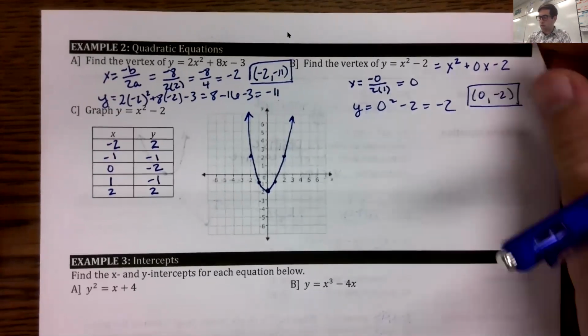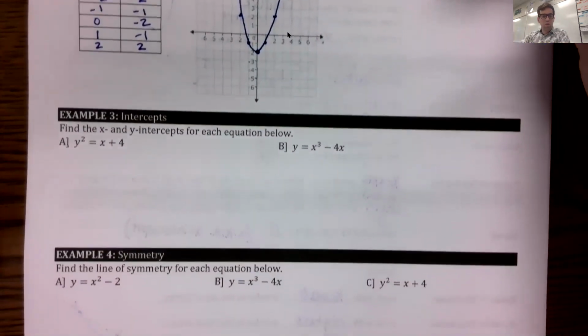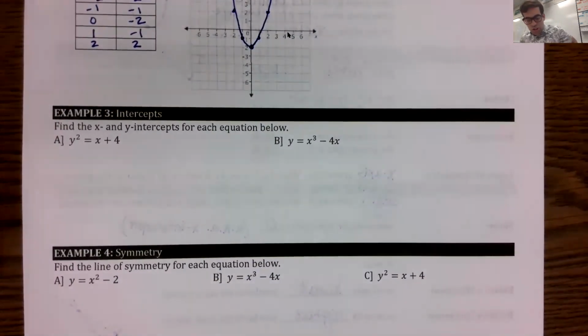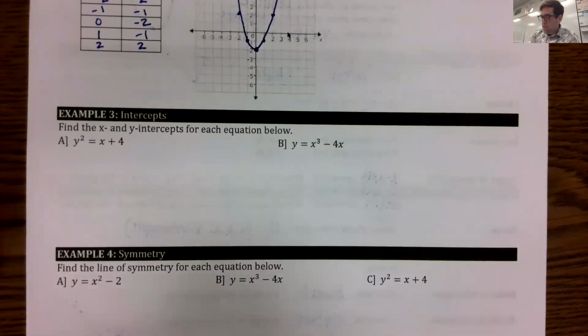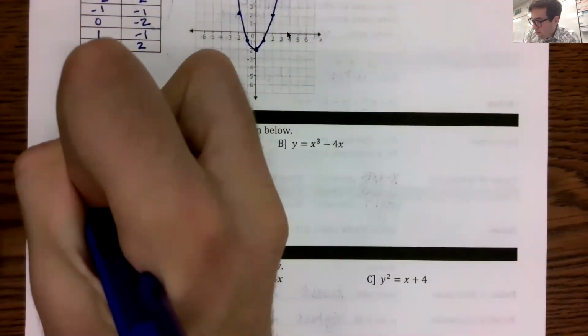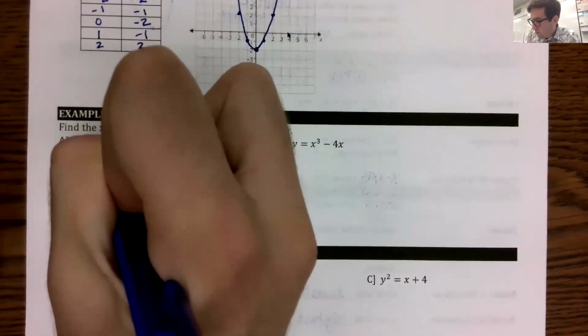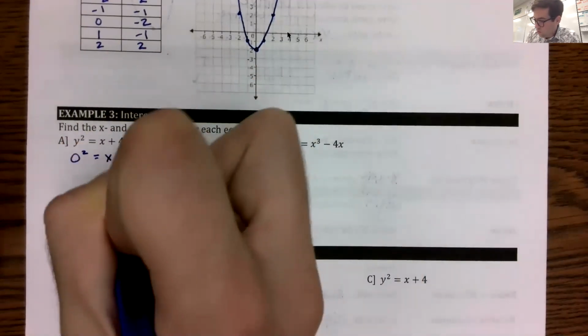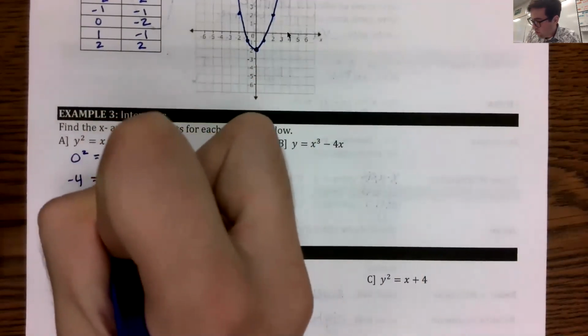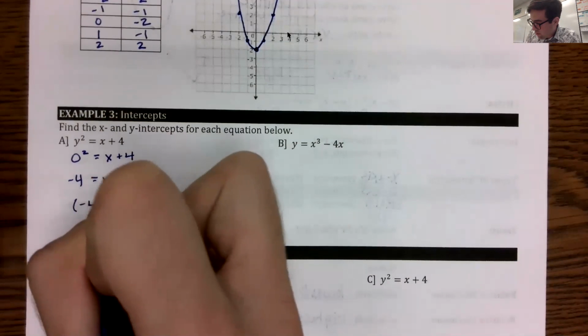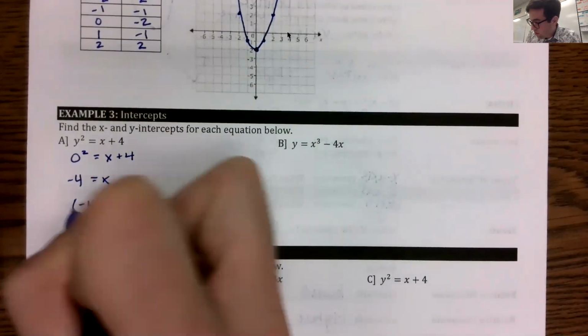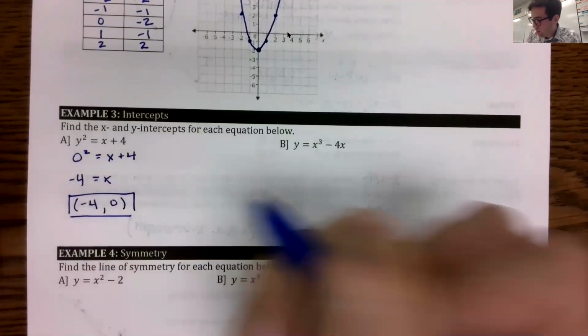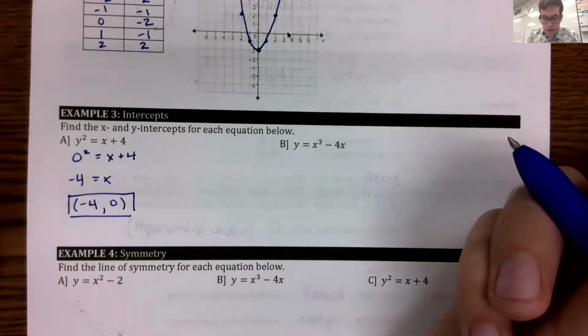All right, next up we have intercepts. We're going to find the x and y intercepts for each equation. So first up, I'm going to plug in 0 for y so that we can find the x-intercepts. Subtract 4, and we'll go negative 4 equals x. So we have an intercept at negative 4 comma 0. And then I need to plug in 0 for x and solve for y.